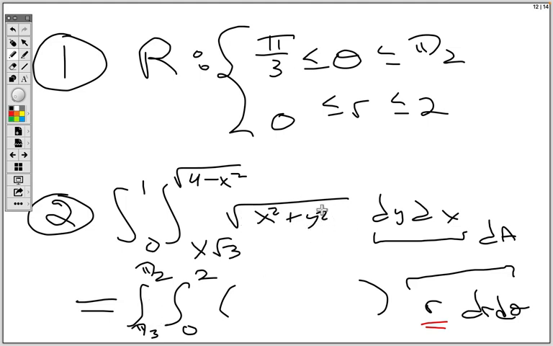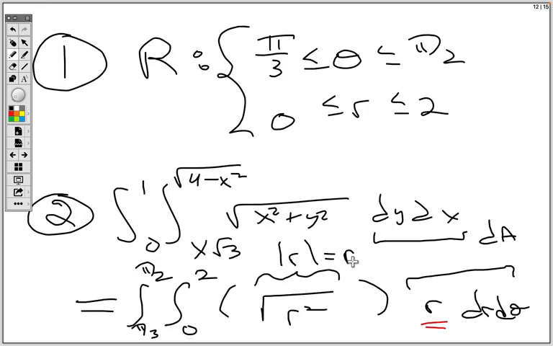And then we have to convert the integrand. I've got the square root of x squared plus y squared, so that's going to be the square root of r squared. And usually the square root of r squared, that would be the absolute value of r. But in our particular case, r goes from 0 to 2. So do I really need those absolute values? Nope. So I'm just going to have an r in there.